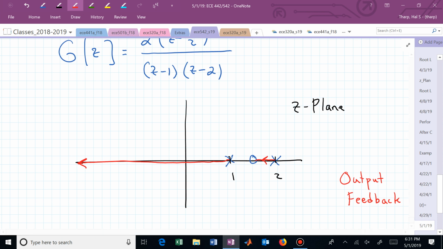Where do I have any branches off the real axis? How many branches are going to infinity? 1. What's my pole zero excess? 1. So my pole zero excess tells me how many branches are going off to infinity. And I just have one branch going off to infinity, and it's zipping off to minus infinity. Can we stabilize this system with output feedback?